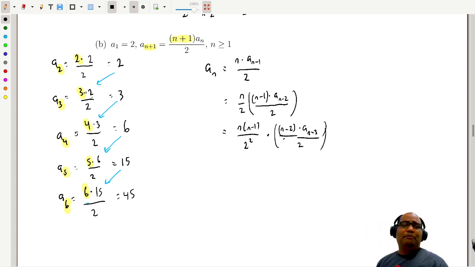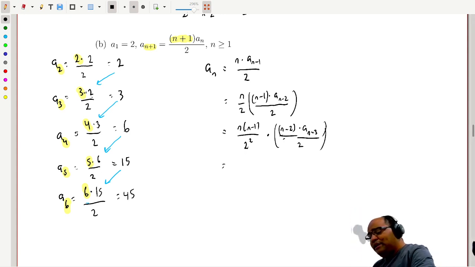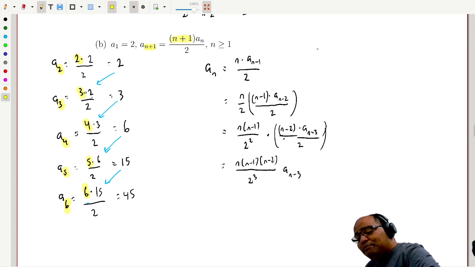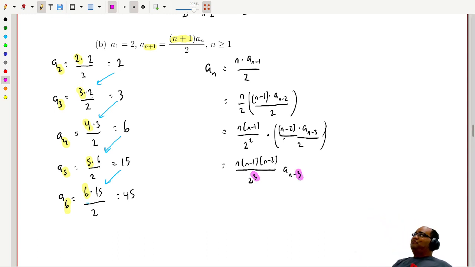Now, how many 2's do I have total on the bottom? I have 3. I've gone back 3 steps. So let's go ahead and make this clear here. n times n minus 1 times n minus 2 over 2 cubed. I have a_(n-3). And how many steps have I gone back? 3 steps, 3 2's. You can probably see it, right? If I go down 4 steps, I'll get 4 2's, 5 steps, 5 2's. And how many of those factors do I have in the numerator? 1, 2, 3. Because I've gone down 3 steps.